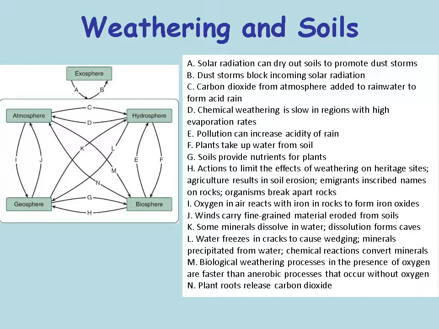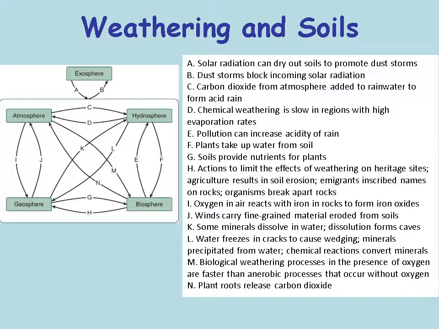Then on the right side, E and F, hydrosphere related to the biosphere. Pollution increases the acidity of rain. So the biosphere, i.e. people or animals too, create pollution. And then F, plants take up water from the soil. So plants, the biosphere, take up water, i.e. the hydrosphere, out of the soil.